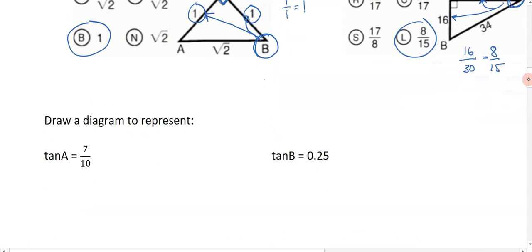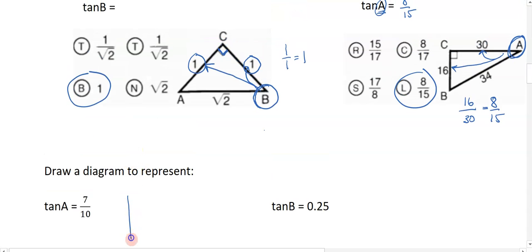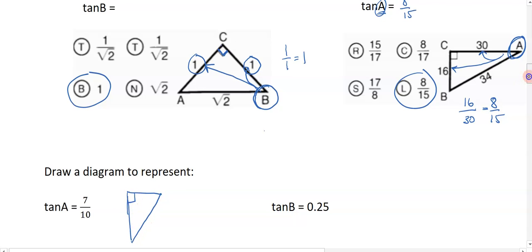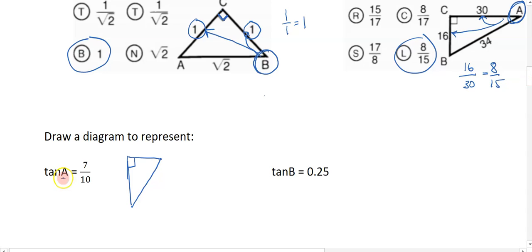If I gave you the ratio, could you draw a diagram? For example, if the tan of A is 7/10, could you draw a diagram to represent it? Sure, well, you'd have to start with a right triangle. However you draw that right triangle, it doesn't matter, as long as you have a 90-degree angle, and there you go. Then you'd have to define where A is. Well, it has to be one of the two acute angles. It really doesn't matter where you choose. It could be here or here. So you pick one of the angles to be A.